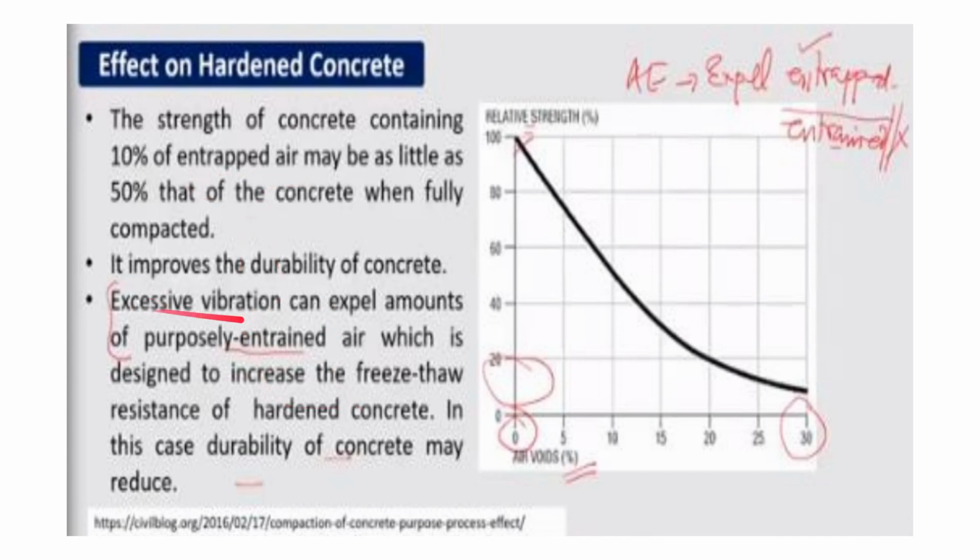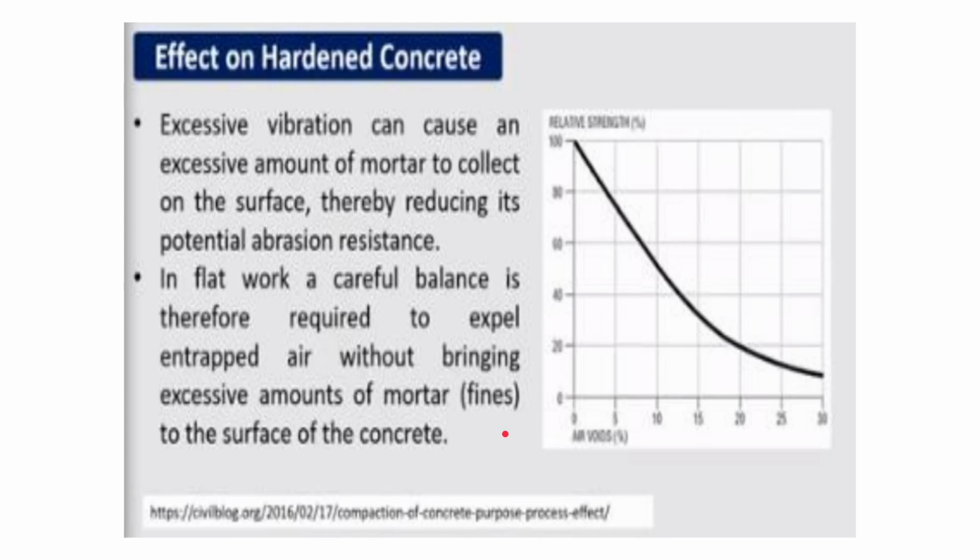But excessive vibration can expel amounts of purposely entrained air, which is designed to increase the freeze thaw resistance of hardened concrete. So excessive vibration can even expel that purposely entrained air. In this case, durability of concrete may reduce because the freezing thawing resistance will be gone, if there is too much vibration, over vibration. Excessive vibration can also cause an excessive amount of mortar to collect on the surface, thereby reducing its potential abrasion resistance. So that is also not a good thing, especially for roadways, carriageways.